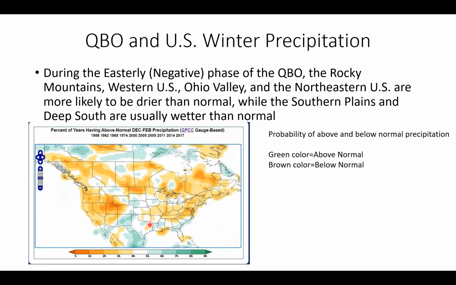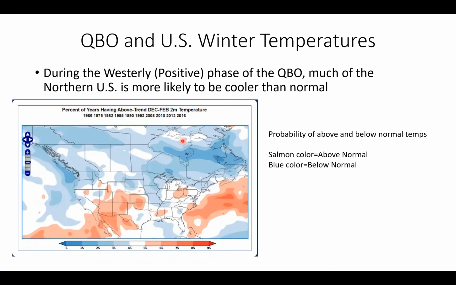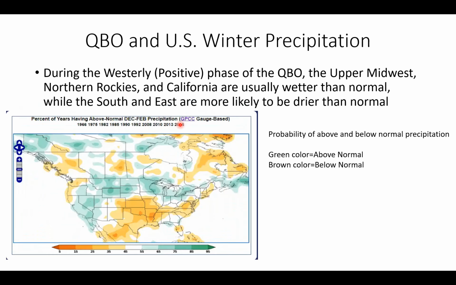And then one other thing I want to mention is these are the different years that we saw in the easterly negative phase of the QBO right here. They're listed here in the chart as recent as 2017. And then for the westerly positive phase of the QBO, these were the winter seasons or the years that featured the westerly positive phase. So 1966 all the way up to as recent as 2016. Now, let's continue moving on here.